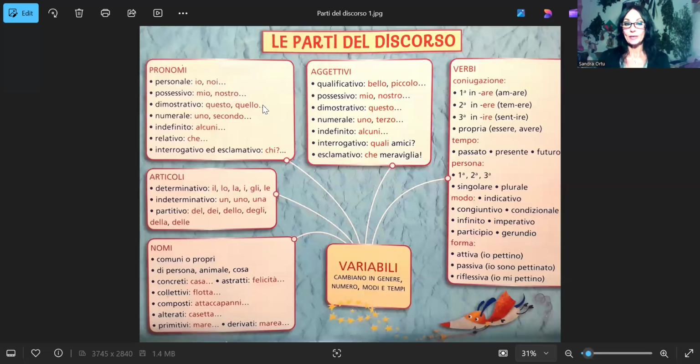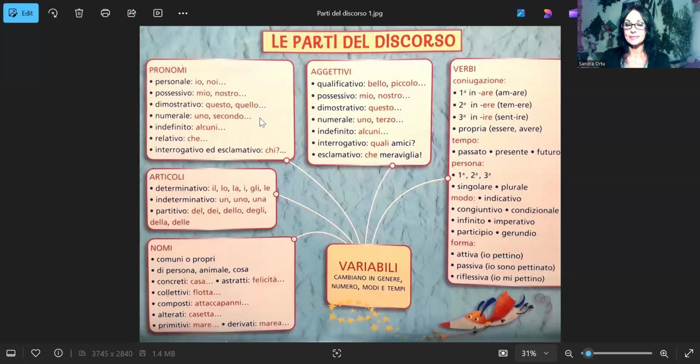We also have questo and quello. Obviously, they're giving you just a few examples, not all of them. So this, that, and these, plural, and those, plural as well. They change according to gender and number. And then we have the numbers. Numbers can be uno, due, tre, quattro, etc.: 1, 2, 3, 4, also first, second, third, fourth, etc.